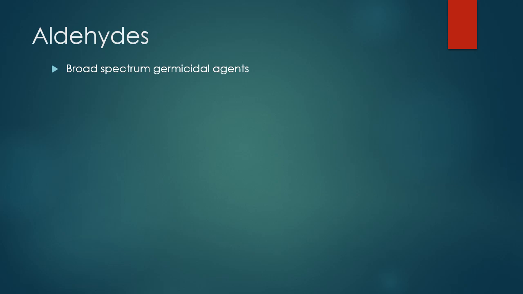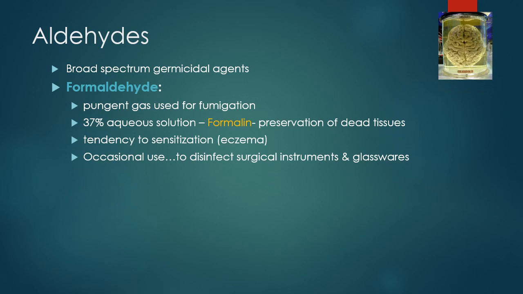The agent in aldehydes are formaldehyde and glutaraldehyde. The first agent, formaldehyde, I think you all are aware with the pungent odor of your anatomy dissection hall, and that is because of the diluted solution of formaldehyde, that is also known as formalin. So formaldehyde is a pungent gas which is usually used for fumigation, and 37% aqueous solution of formaldehyde is known as formalin, as I have said.